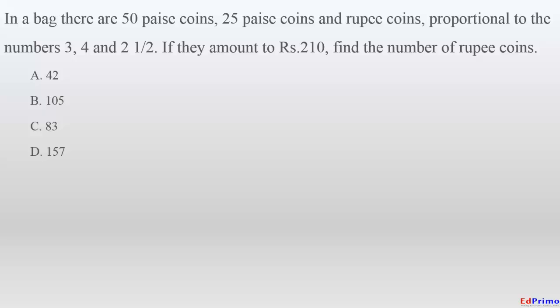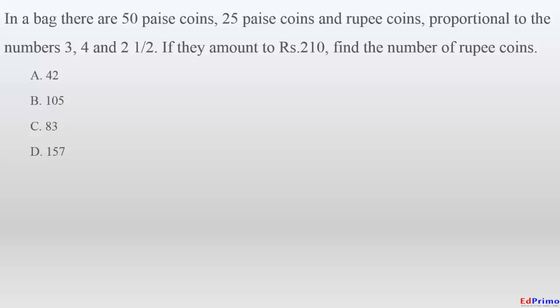Let us read the example. In a bag, there are 50 paise coins, 25 paise coins, and rupee coins, and they are proportional to the numbers 3, 4, and 2.5. If they amount to rupees 210, then what is the number of rupee coins that is there inside the bag?